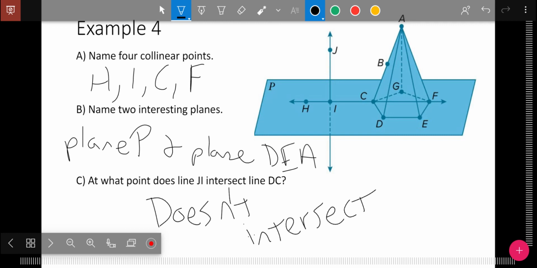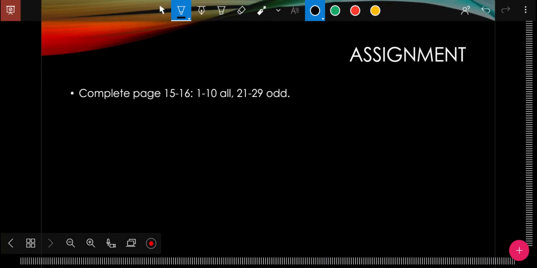And so you just have to really work. Show me you start to understand the difference between a point, a line, and a plane. The homework assignment's a little bit longer than I usually give, but it's because a lot of them are short answers. A lot of it's good practice. You have to understand spatial recognition. You have to start to get the understanding of geometry. So on page 15 and 16, do 1 through 10 all, and 21 through 29 odd.